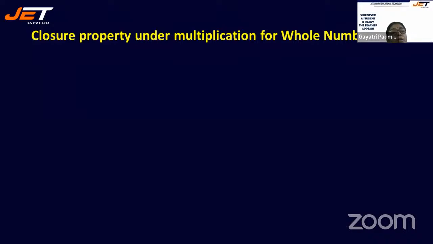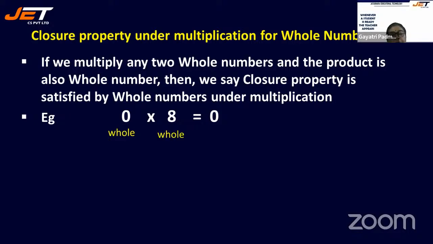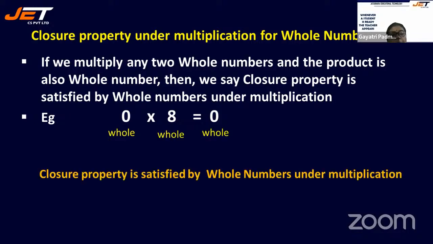Closure property under multiplication for whole numbers. Right? So whole numbers we saw 0, 1, 2, 3, and so on till infinity, isn't it? So if we multiply any two whole numbers and the product is also a whole number, then we say the closure property is satisfied by whole numbers under multiplication. Clear? So one example, 0 into 8 is 0. Right? So closure property is satisfied by whole numbers under multiplication.